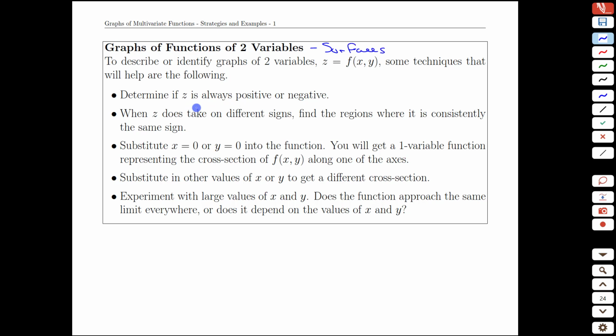There are also things that you would see if you're trying to identify or learn how to graph single variable functions. You'd look for where the heights are positive or negative, where they take on different signs, and also some substitution games where we might plug in x equals 0 or y equals 0 into the function, which reduces it to a single variable function that you might recognize, and then we can extend that outside of that constraint. We might also sub in other values of x and y to see what happens. And also, moving away from x equals 0, y equals 0, we could look at what happens with large values of x and y. What does the function do when you get to the extreme ends of those variables?